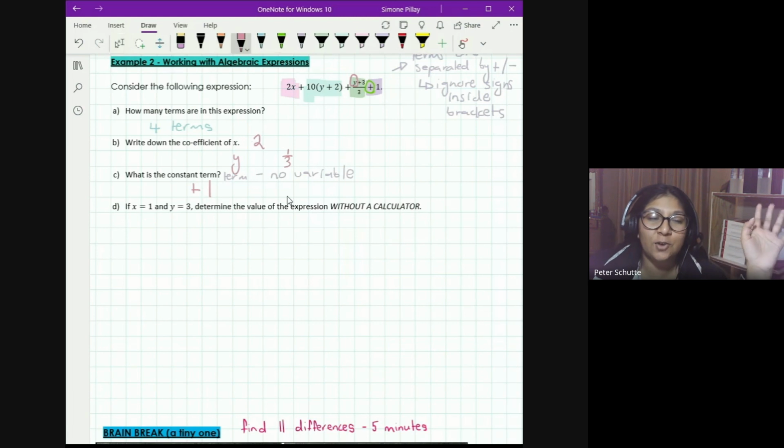You can see sort of what our brain break is. And like I said, it's a tiny one because I knew this lesson was going to be long.